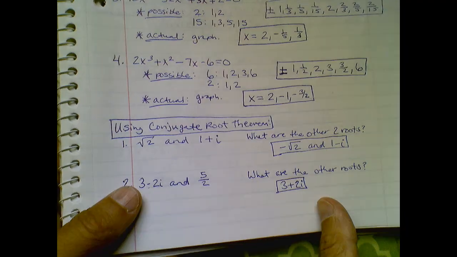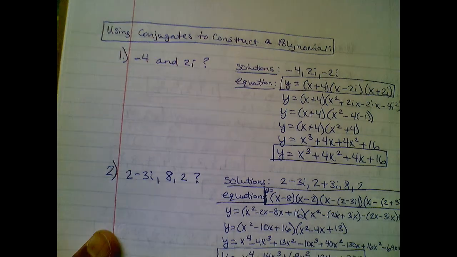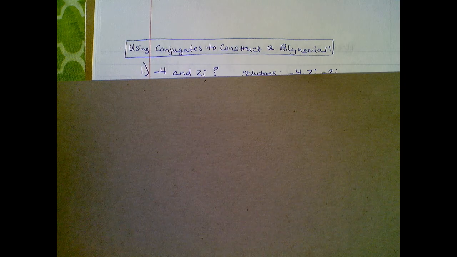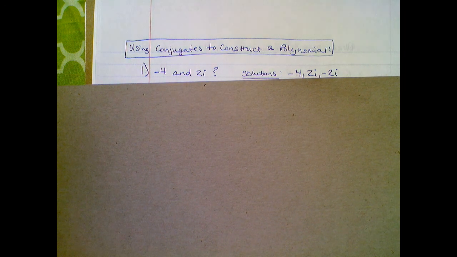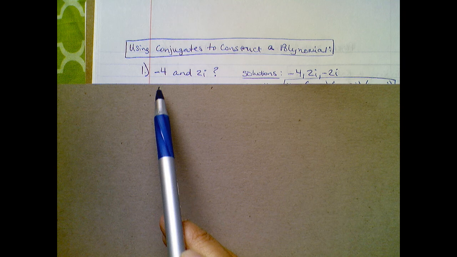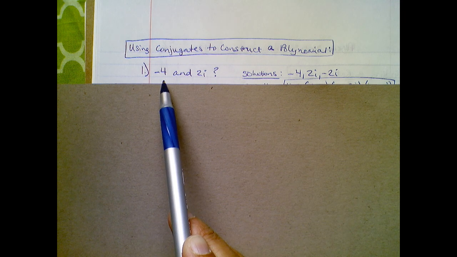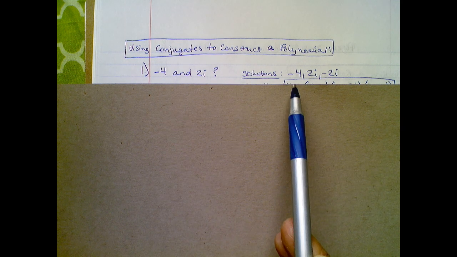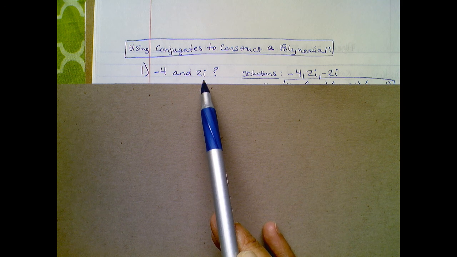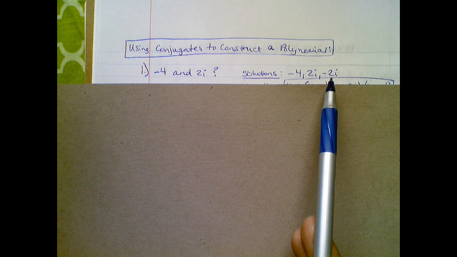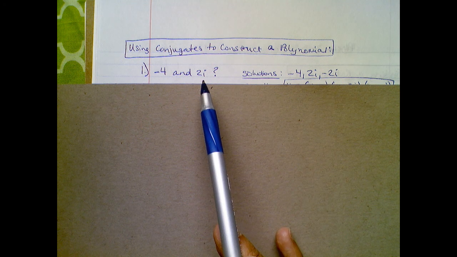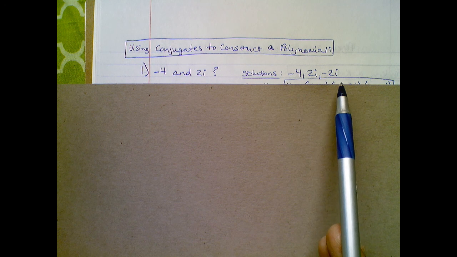Now, the last type of problem that we're going to talk about in this lesson is using those conjugates to construct a polynomial. So if we know -4 and 2i are solutions, this -4 doesn't have a radical, doesn't have an i attached to it, so just -4 is a solution. And then we know 2i is a solution. It has an i attached to it, so the negative is also a solution. We would have a plus or minus sign in front of it. So those would be our three solutions.